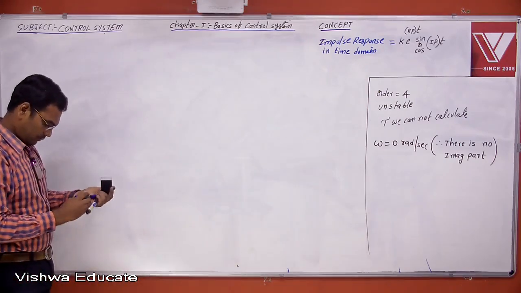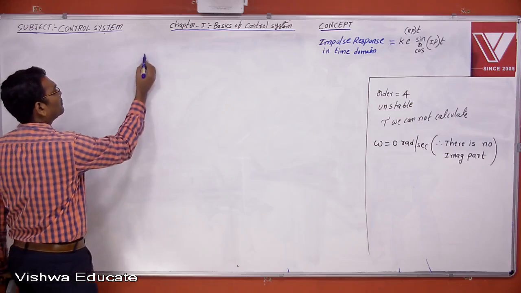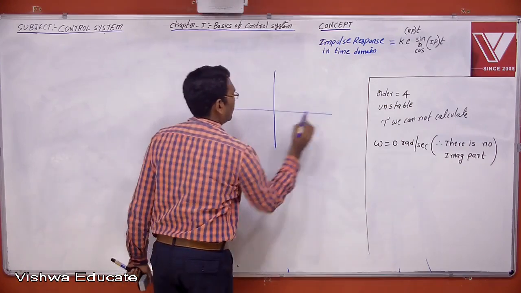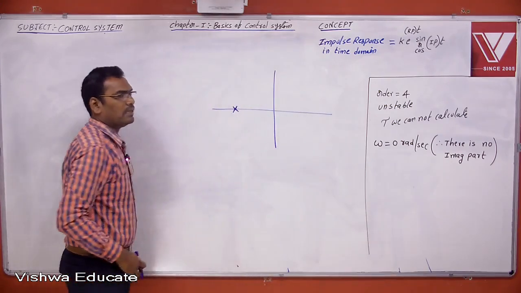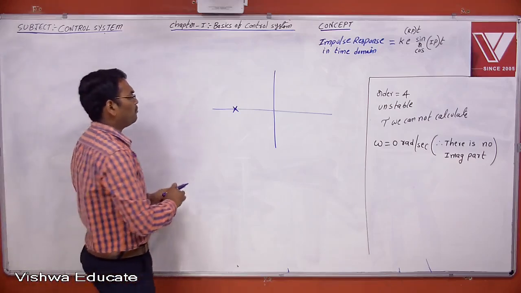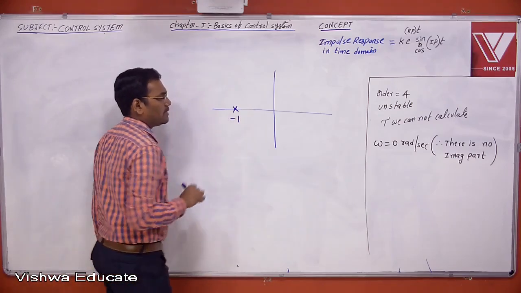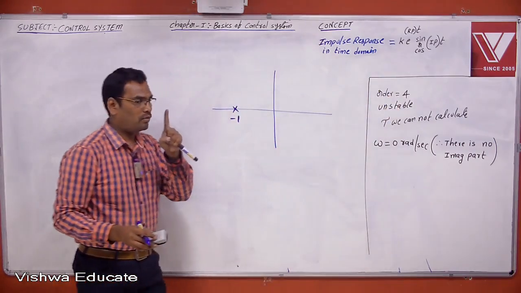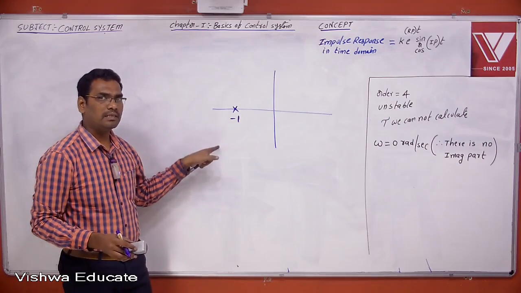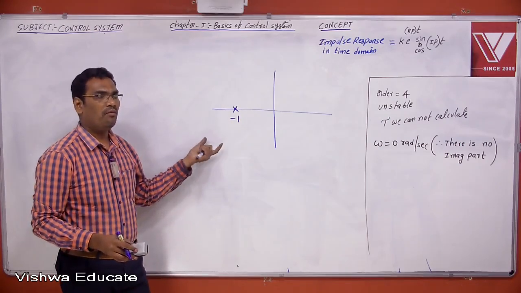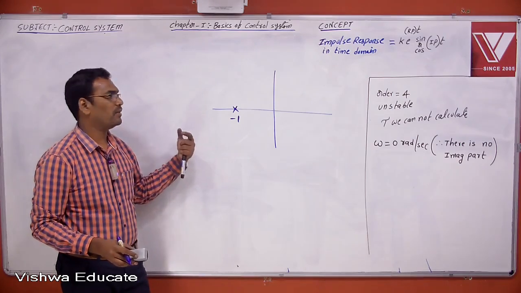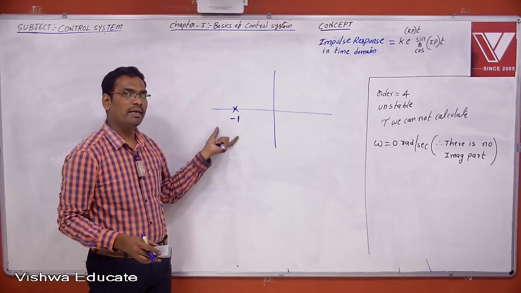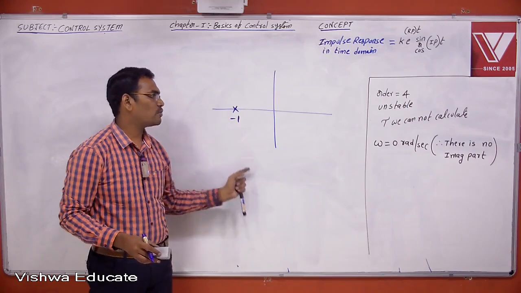Now see here, if only one pole lies on the left hand side of S plane, that is very simple. Only one pole, therefore order equal to 1, and left hand side, system is stable. Time constant is minus 1 by minus 1, which is 1 second, and no imaginary part, therefore frequency of oscillation is 0 radians per second, and the response is exponentially decaying.